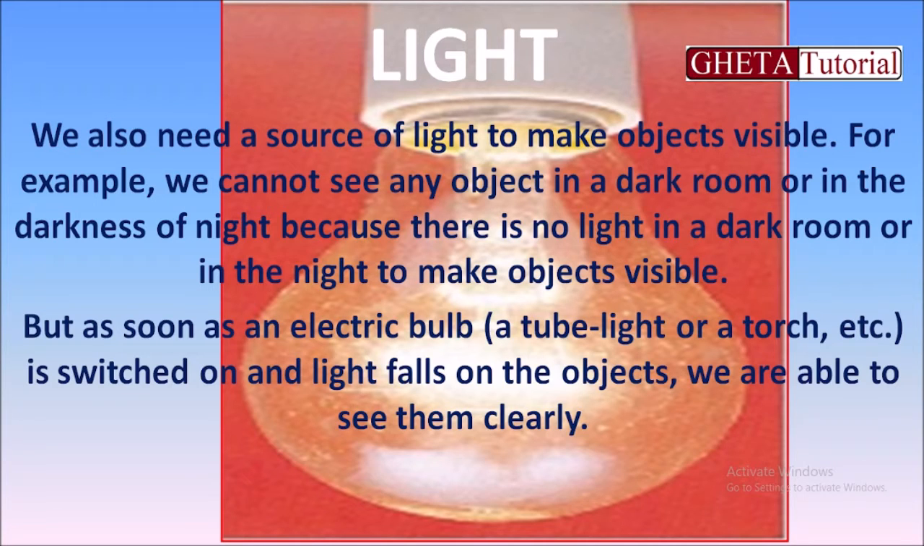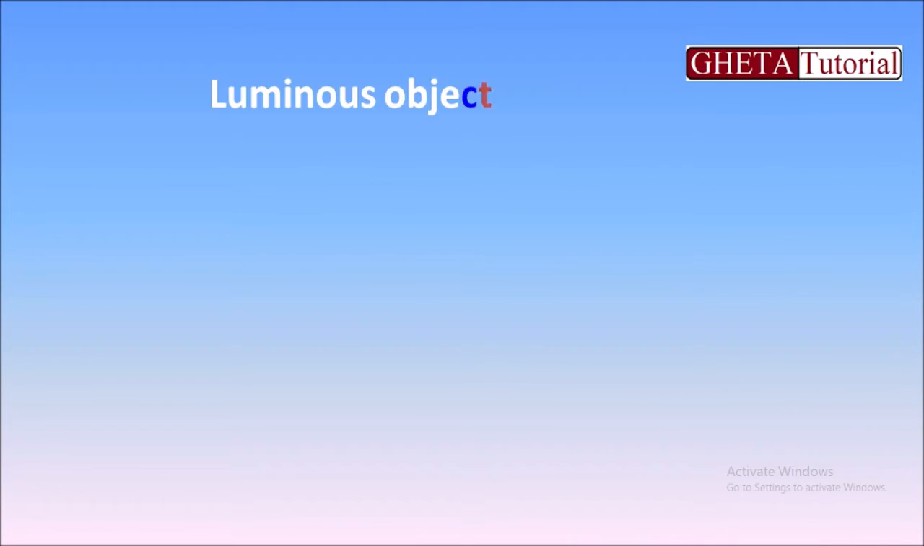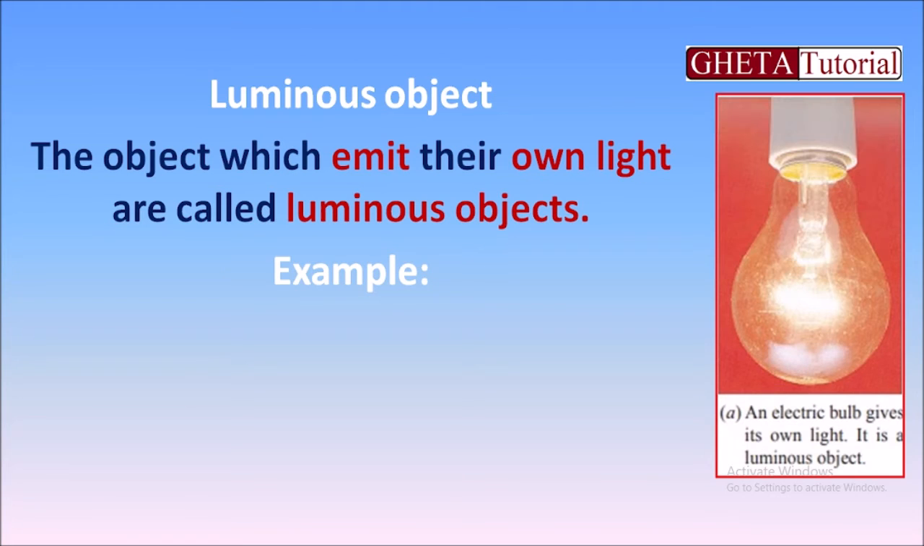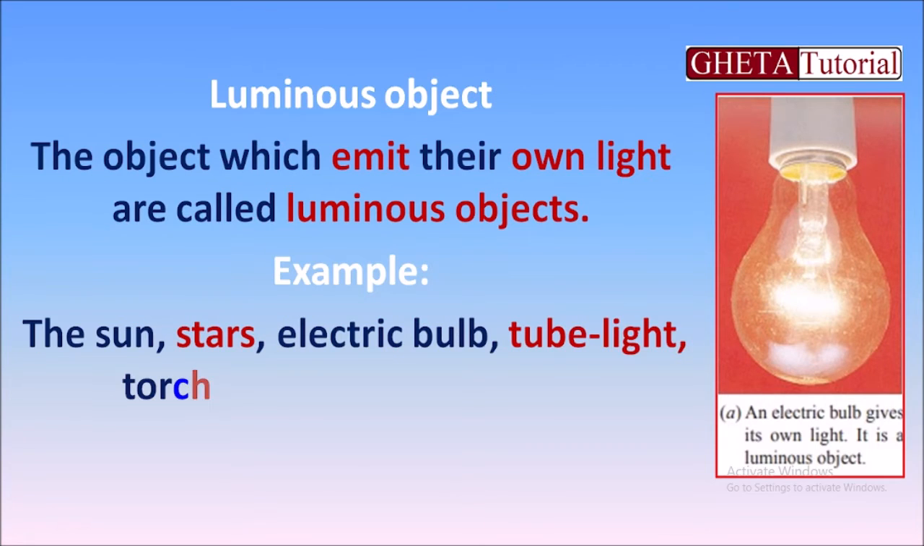So let us learn about luminous objects. The objects which emit their own light are called luminous objects. Example: an electric bulb gives its own light. It is a luminous object. Other examples are the sun, stars, electric bulb, tube light, torch, candle and fire. These are luminous objects.